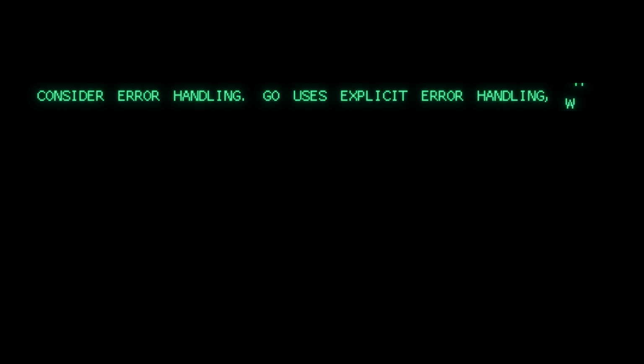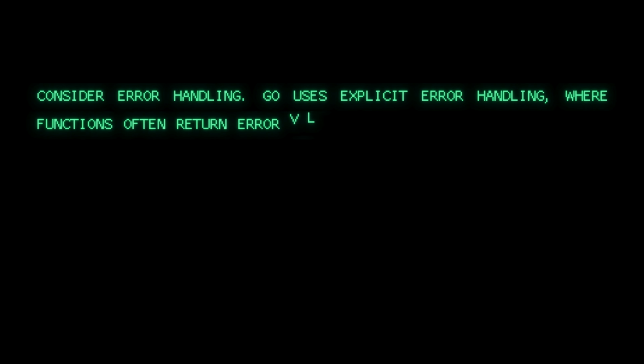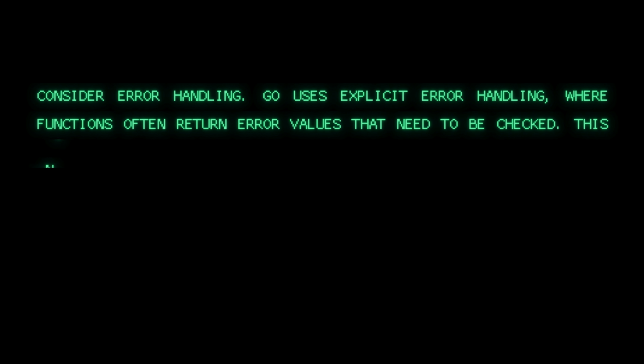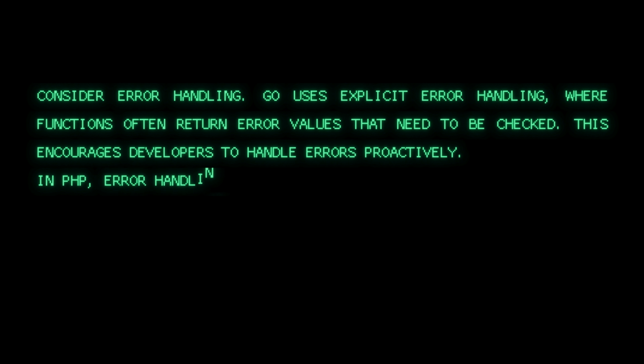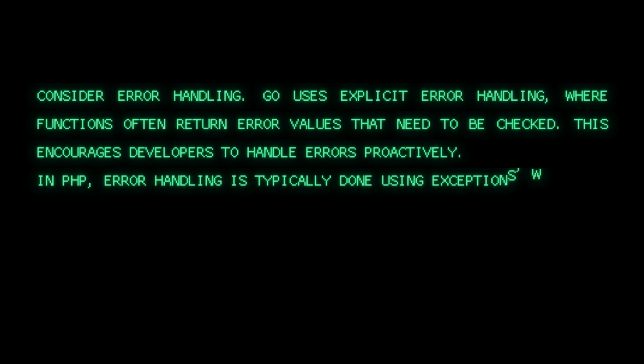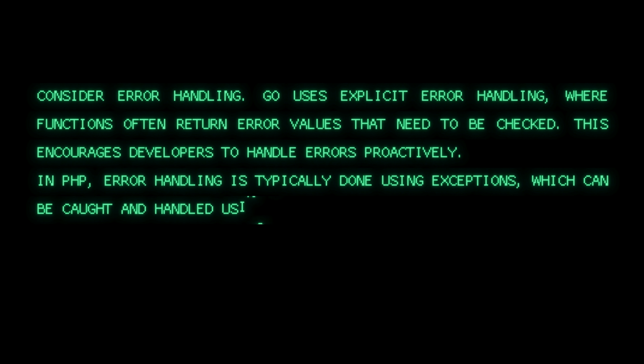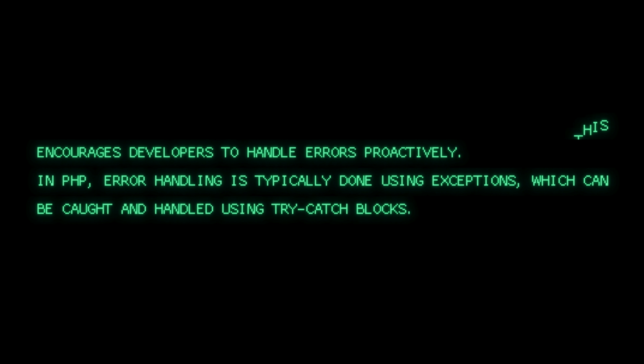Consider error handling. Go uses explicit error handling, where functions often return error values that need to be checked. This encourages developers to handle errors proactively. In PHP, error handling is typically done using exceptions, which can be caught and handled using try-catch blocks.